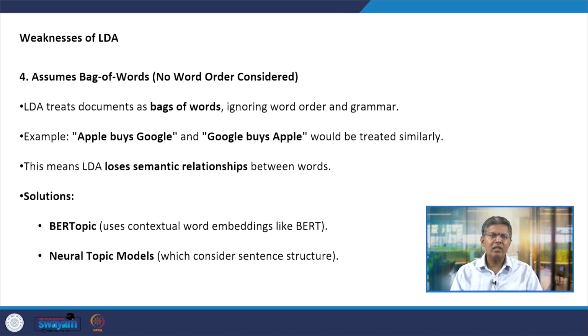The last weakness is that it assumes a bag of words, which means no word order is considered. LDA treats a document as a bag of words, ignoring word order and grammar. So, for example, Apple buys Google or Google buys Apple would be treated similarly. This means LDA loses semantic relationships. So, that is one of the weaknesses. What is the solution? We use BERTopic, using contextual word embeddings like BERT, or neural topic models which consider sentence structure, okay.